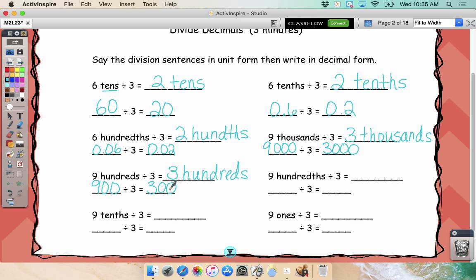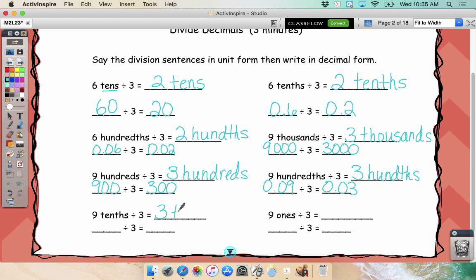Table 2. Right here. What's my answer? 3 what? 300ths. Good. Okay. And how am I going to write 900ths? 0.09. Good. And 300ths? 0.03. Good job, table 2. Have I asked table 6 anything yet? Okay, what do we got here, table 6?